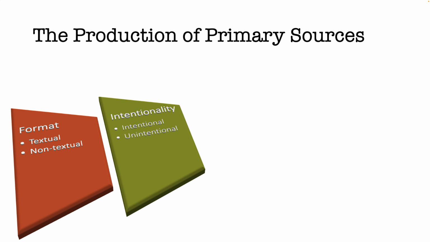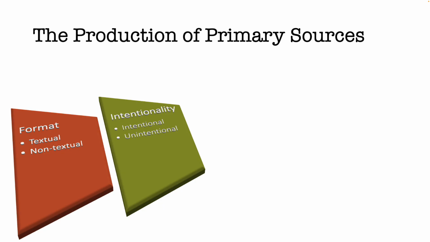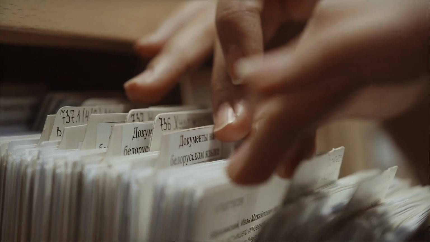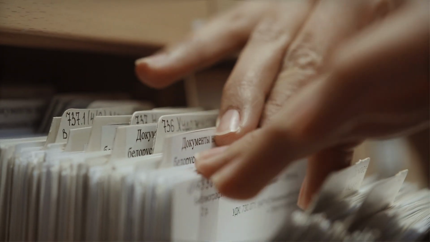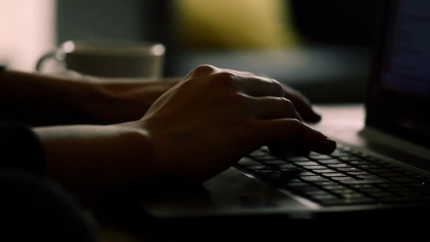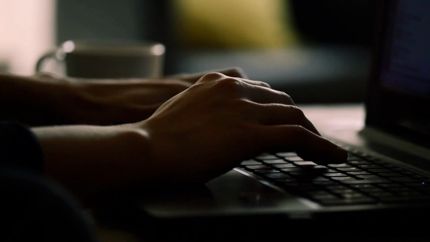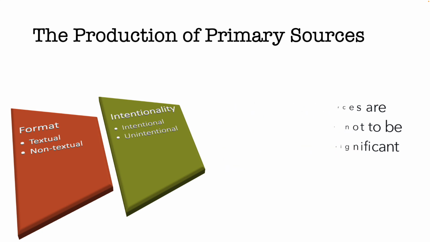Unintentional sources are things like the grocery list that you write down on a napkin before you head to H-E-B. If for some reason that grocery list ends up in a folder and gets put away in a drawer, and 100 years later some historian finds it and uses it as an example of the social history of the 21st century, well, then they found an unintentional source, a source that was produced not to be preserved in any way, but just in the moment.